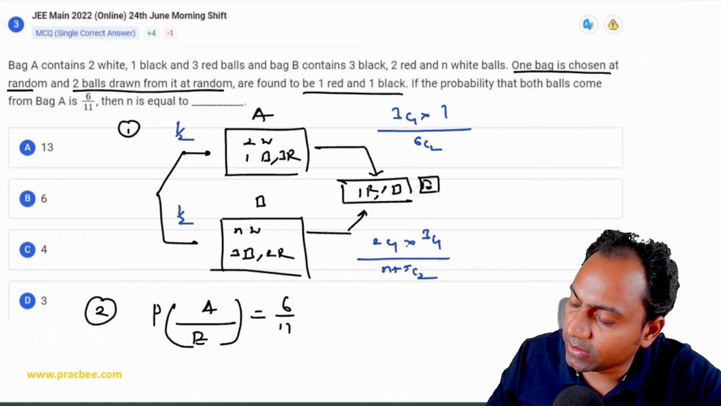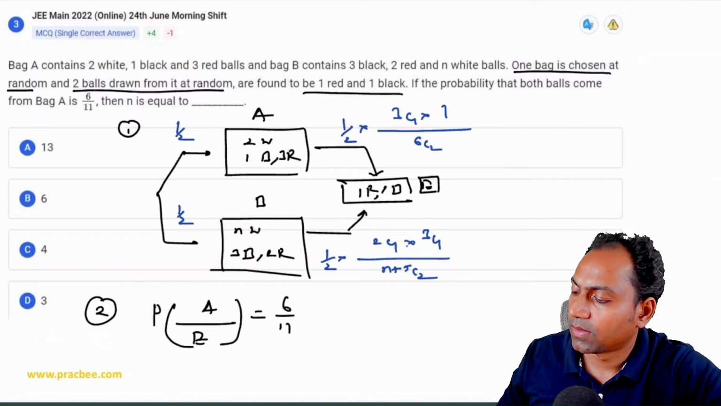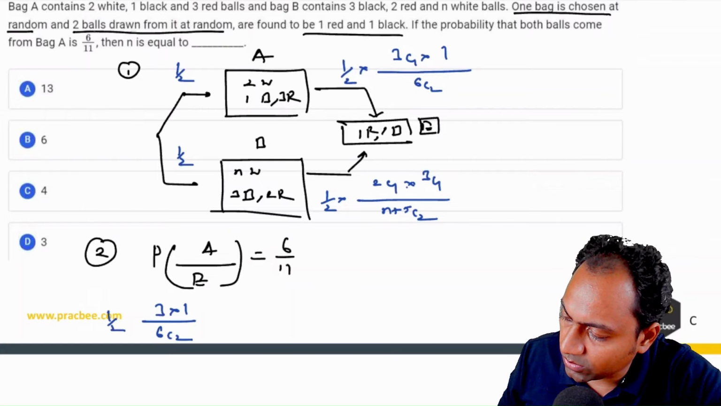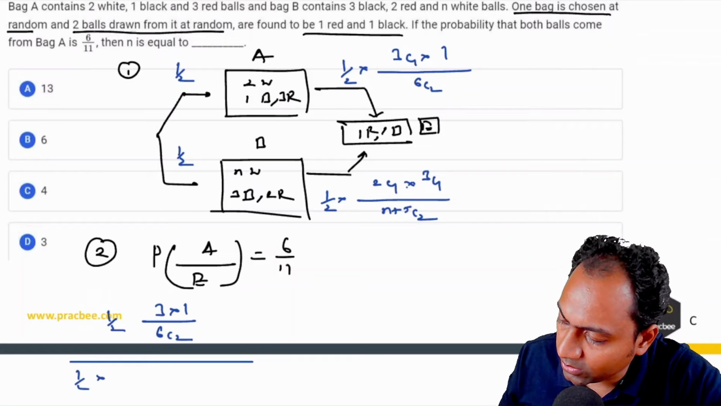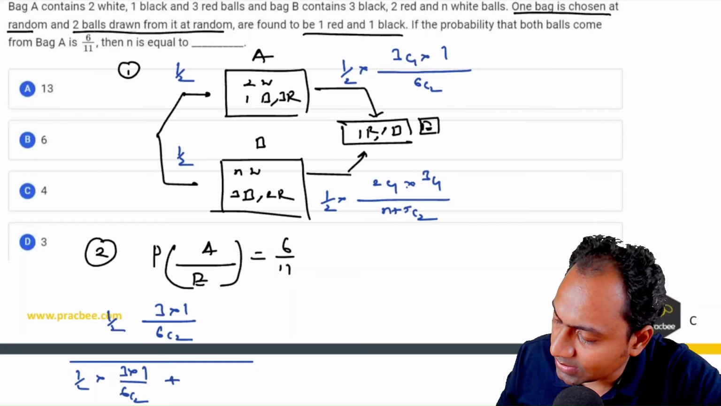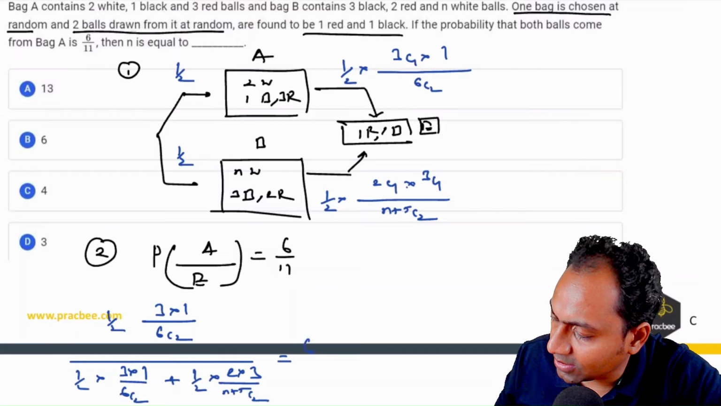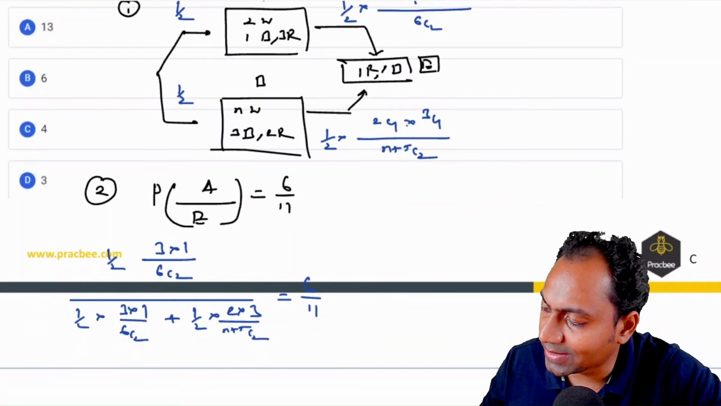If I want to calculate the probability of this branch, this is this. The probability of this branch is nothing but this. So our answer would be nothing but 3 into 1 by 6C2 into 1 by 2, divided by the total probability, that is 1 by 2 into 3 into 1 by 6C2 plus 1 by 2 into 2 into 3 by n plus 5 C2, and this is given as 6 by 11. So if I simplify this, I should get the value of n. Let us try and do that.